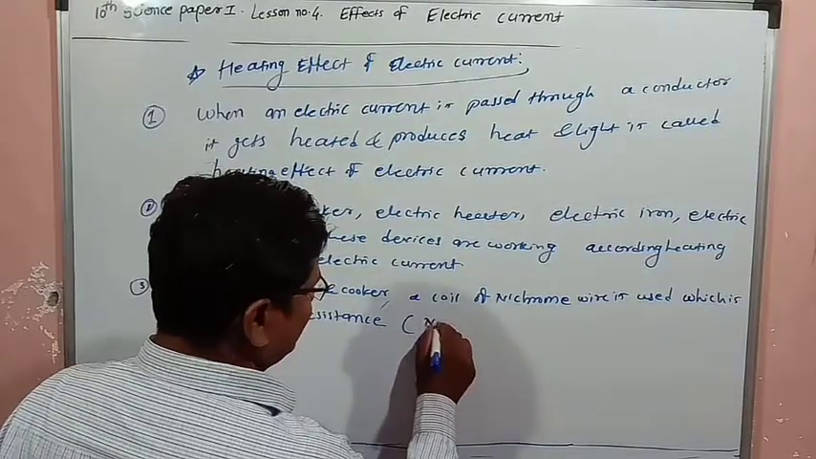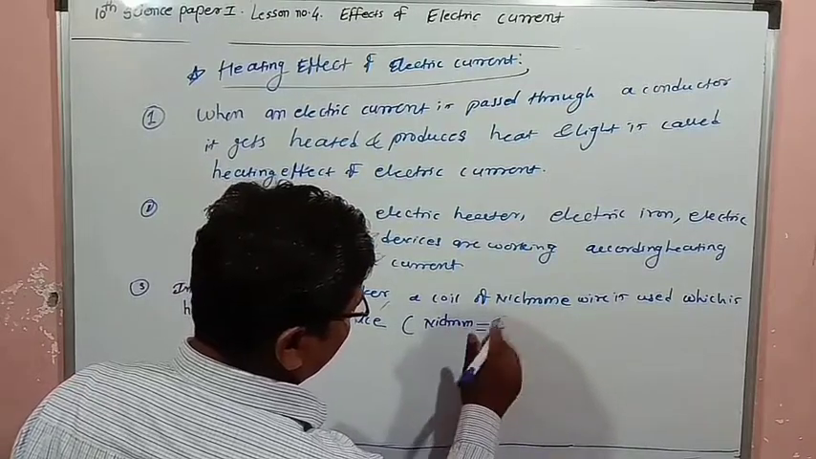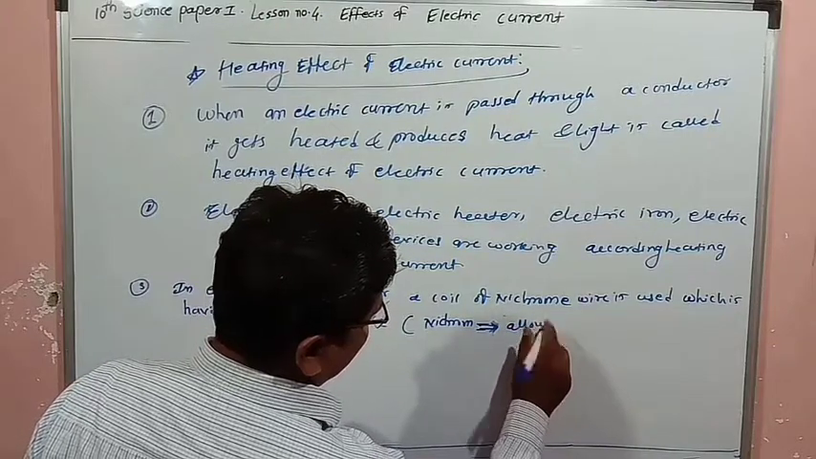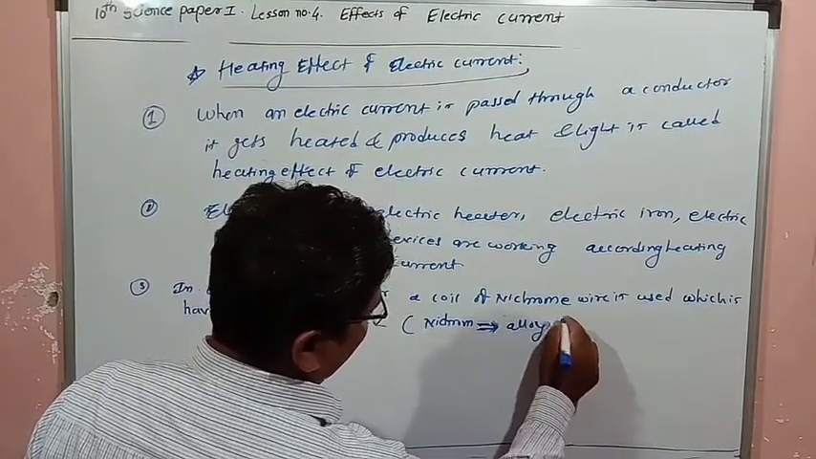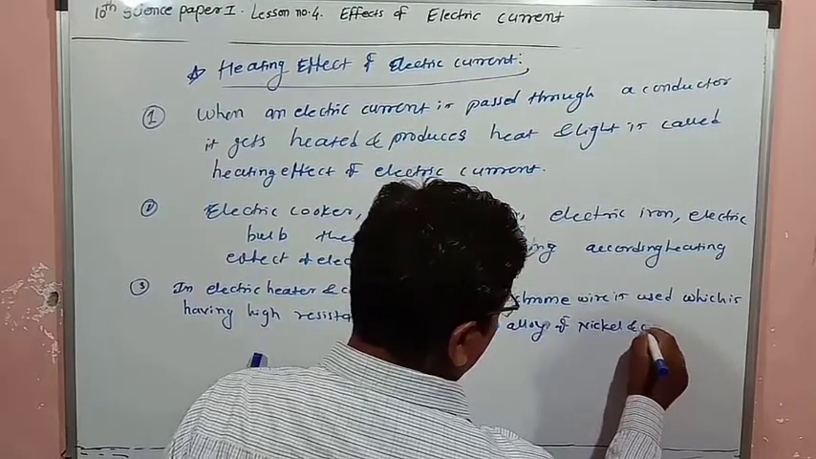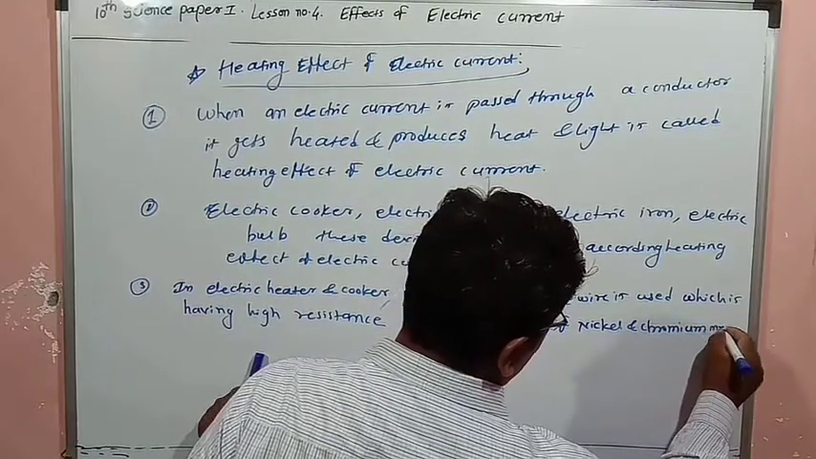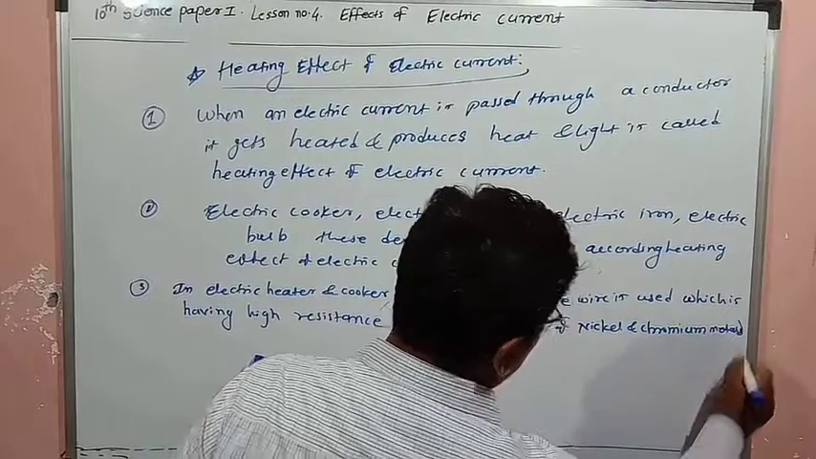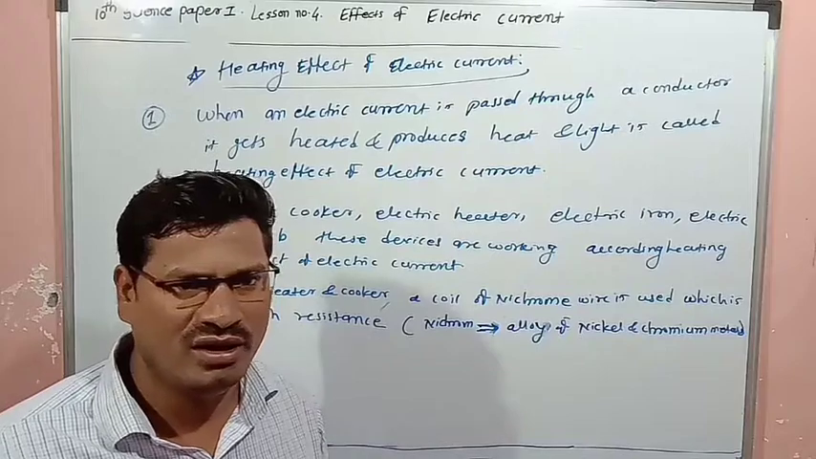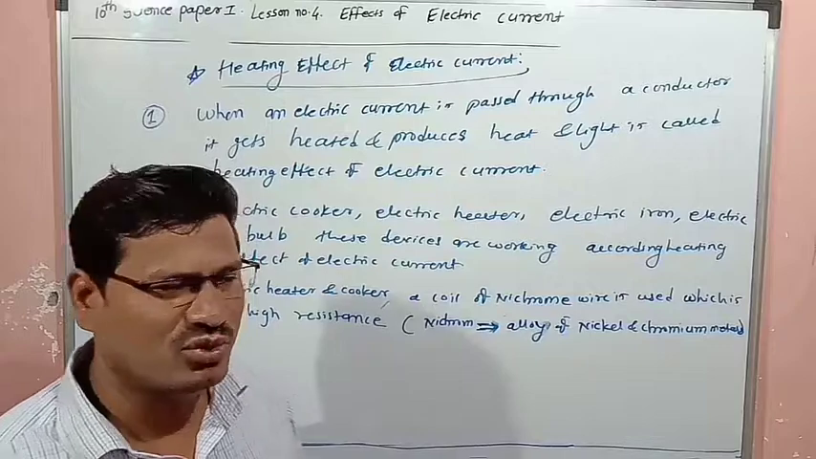Nichrome wire is an alloy of nickel and chromium metals. Because of this alloy, it has high resistance. It is not a pure metal. As we have studied, an alloy is a homogeneous mixture of two or more metals.